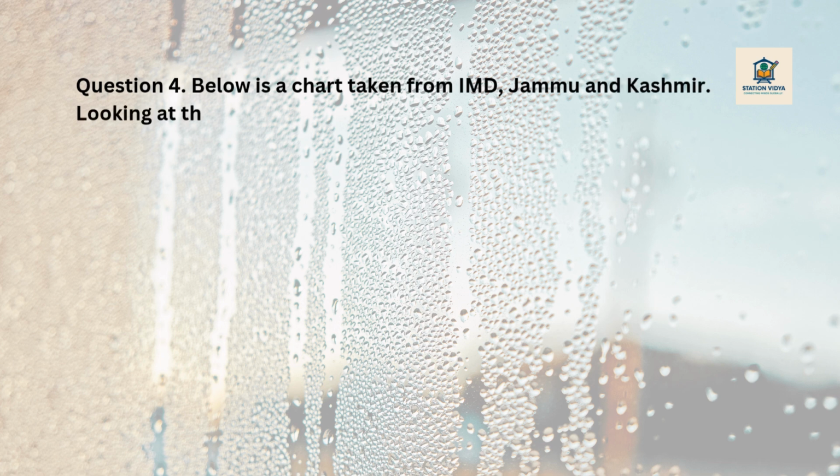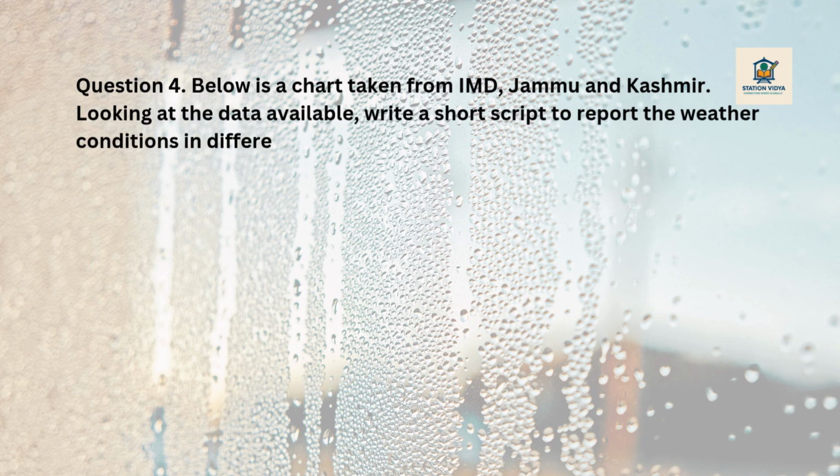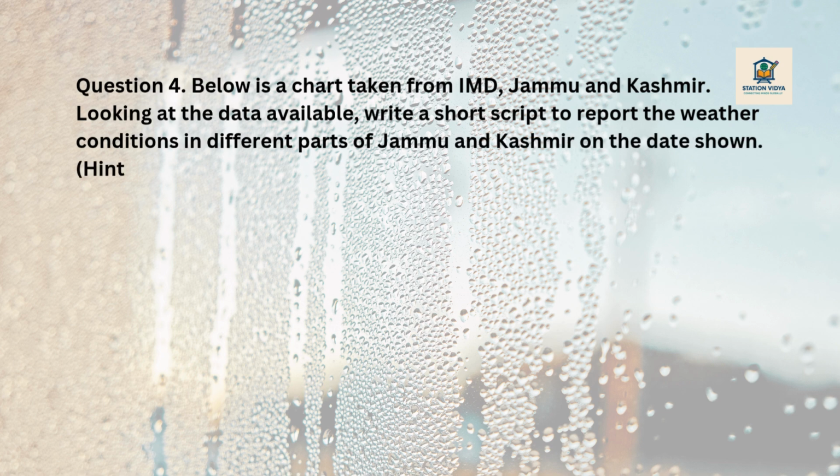Question 4. Below is a chart taken from IMD, Jammu and Kashmir. Looking at the data available, write a short script to report the weather conditions in different parts of Jammu and Kashmir on the date shown. Hint: Cover the temperature range, maximum and minimum temperatures, humidity, precipitation, etc.